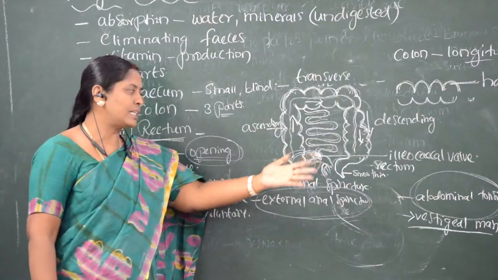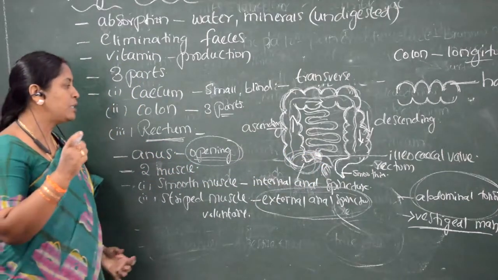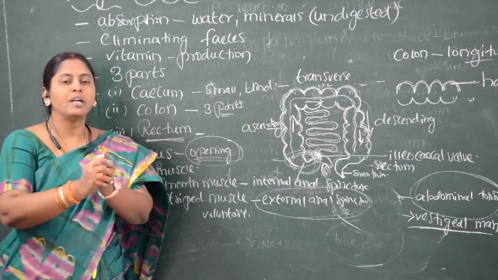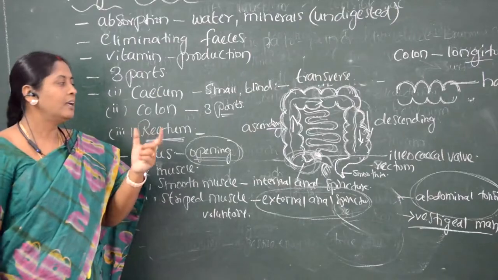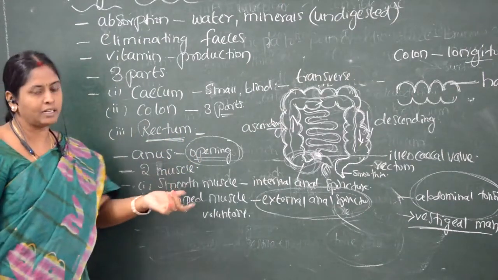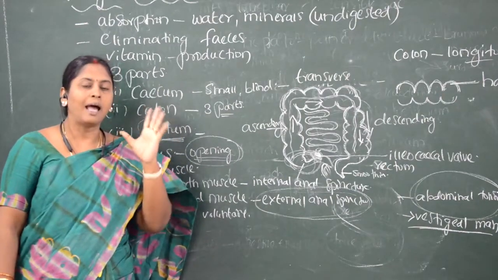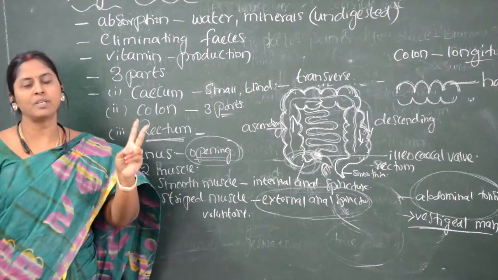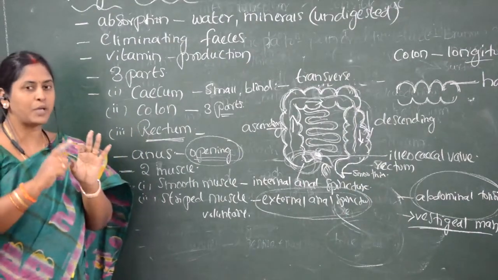Next is the rectum. The rectum is a small expanded tube which stores the undigested food materials for a while. The rectum leads to the last part called the anus. The anus is the posterior opening of the alimentary canal. The anus consists of two kinds of muscles, smooth muscles and striped muscles.